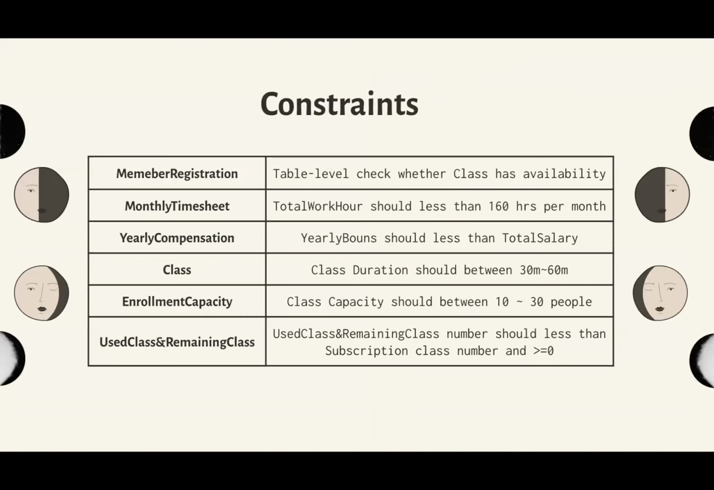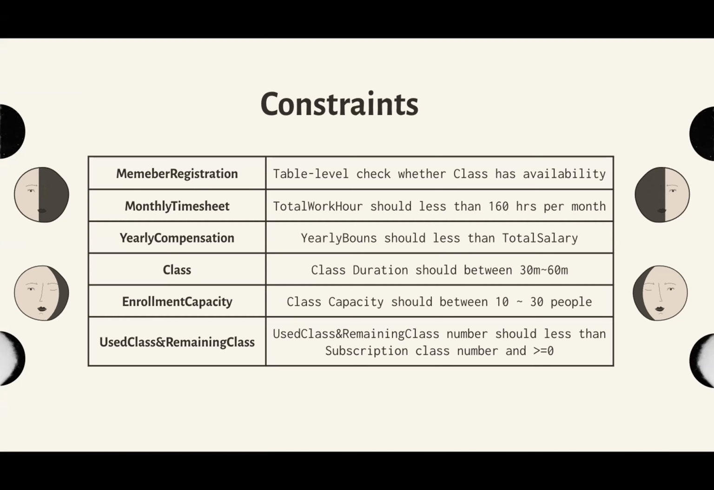We set constraints according to our business plan. For the table level, we check the members' registration to see whether the class has availability for the newcomers. And for the monthly timesheet part, we check the total work hours of each employee because it should be less than 160 hours per month. For the yearly compensation, the yearly bonus should be less than total salary, and the class duration should be between 30 minutes to 1 hour.